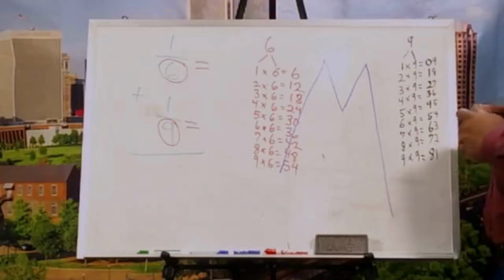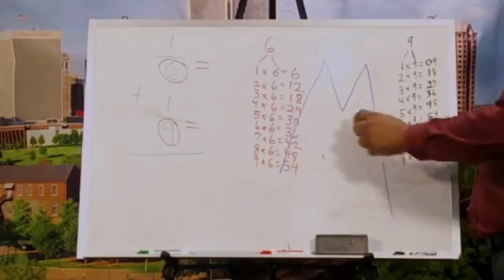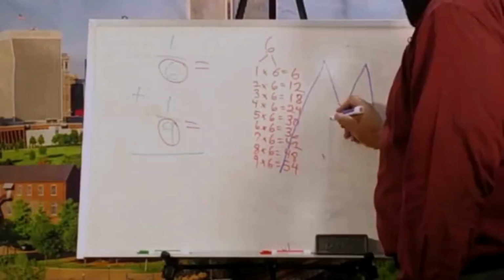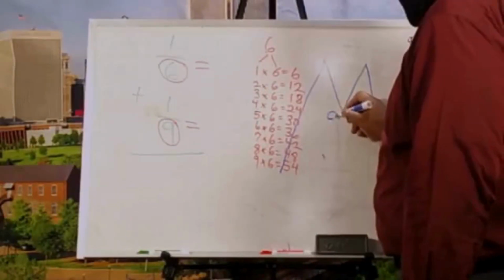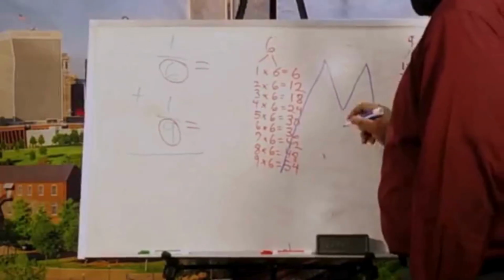All right. Now, what I'm doing now is I have to put here in the middle your common multiples.